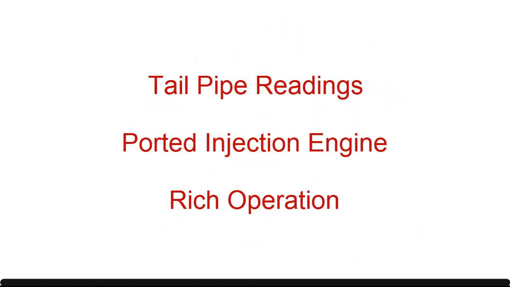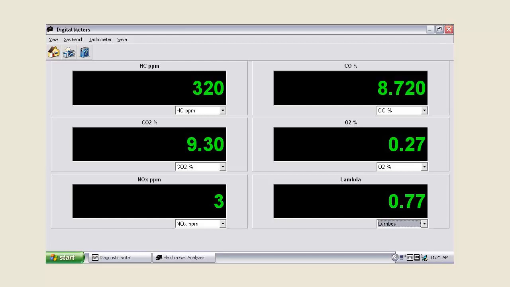The engine is now running rich of stoichiometric. At 2500 RPM, hydrocarbons 320 parts per million, carbon monoxide 8.72%, NOx 3 parts per million, carbon dioxide 9.3%, oxygen 0.27%, lambda 0.77.